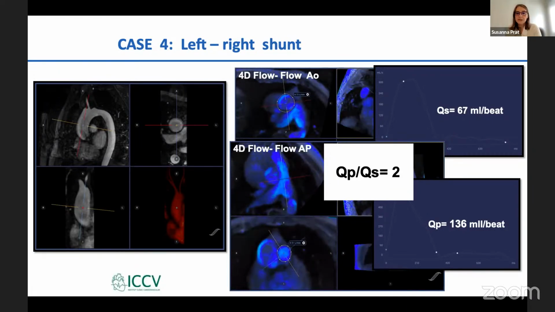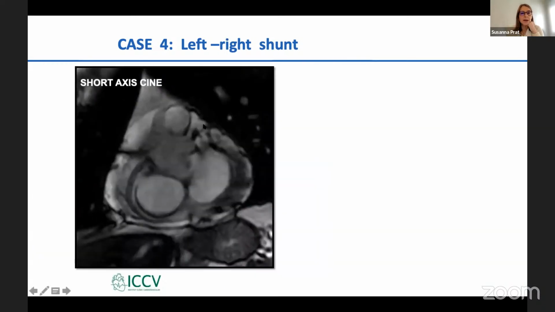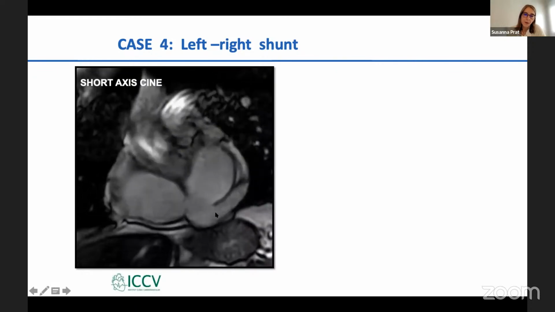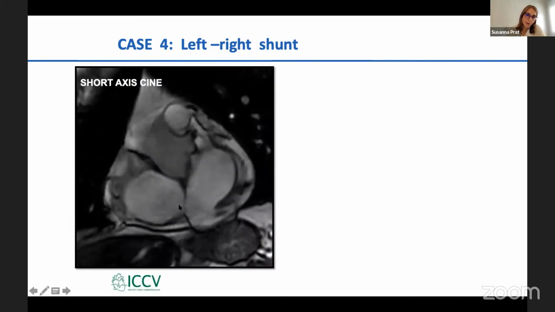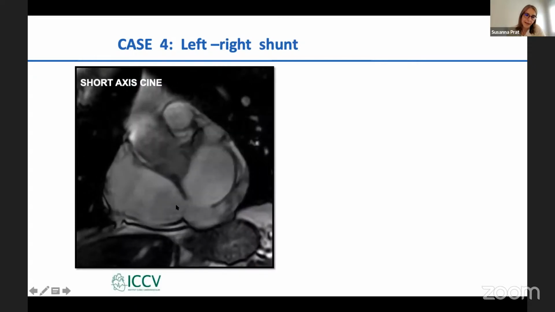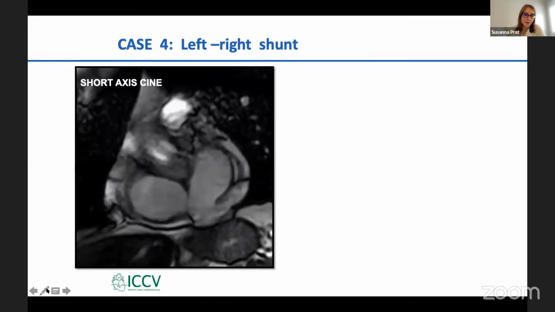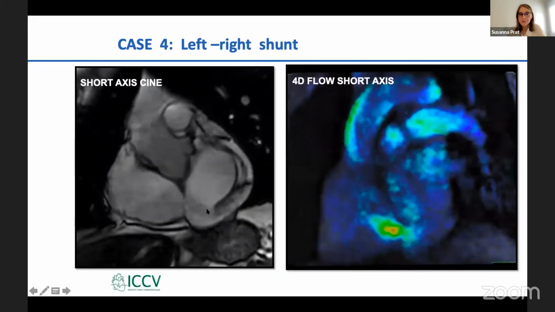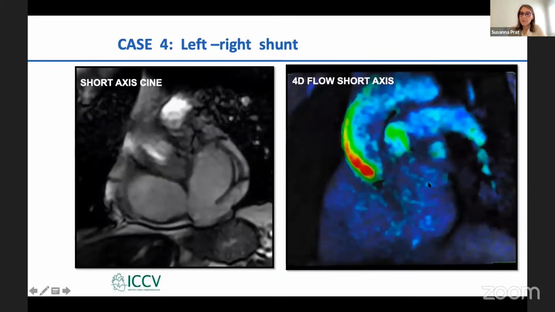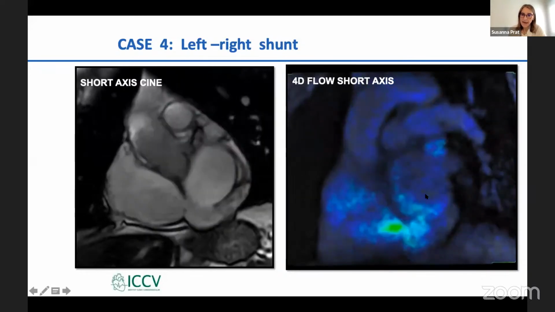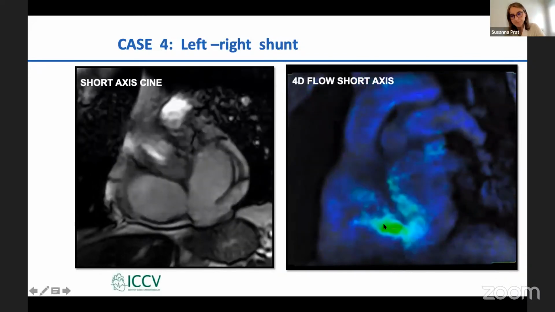But where was that shunt? If we go to the short axis cine, we can see here the left atrium. Here we have the right atrium, and this is the way where the coronary sinus goes to the right atrium. But if we focus here, we can see that there's some problem, the roof of this coronary sinus seems to be disrupted. If we move to the 4D flow, we have the confirmation that we have flow going from the left atrium through the roof of the coronary sinus to the right atrium.